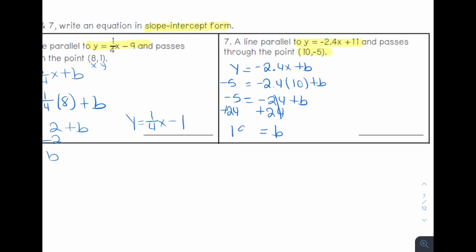And you should end up with b equals 19. So you have a slope of -2.4 x and a y-intercept of 19. Okay, so this is your new equation that is parallel to the original equation. We have the same slope, and we solve for our y-intercept with the information given.